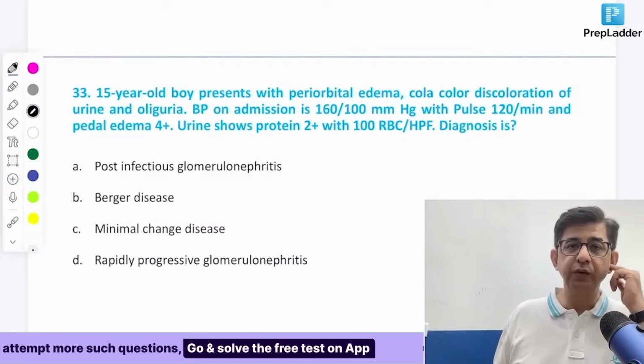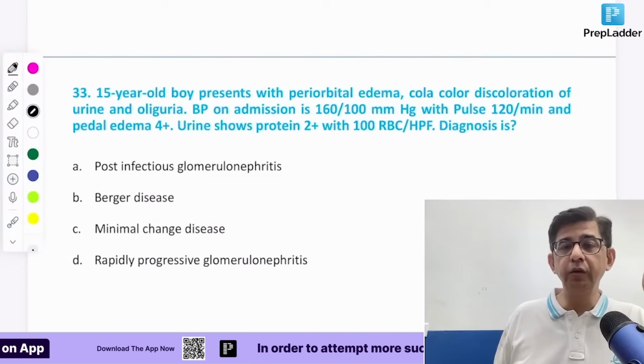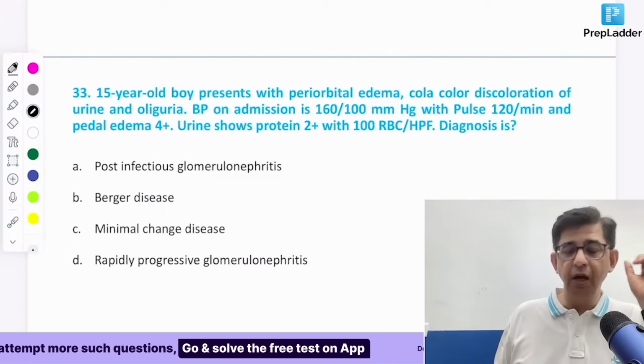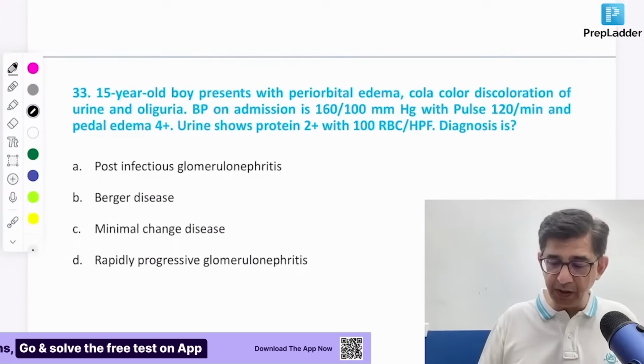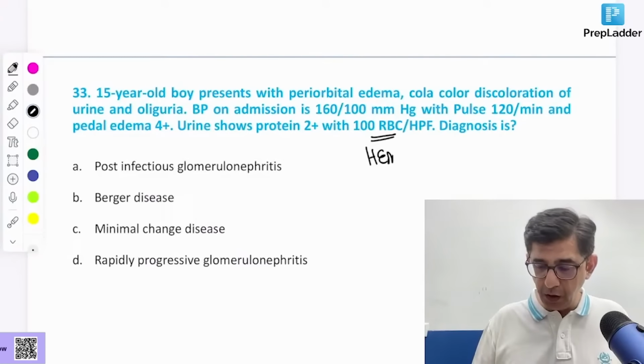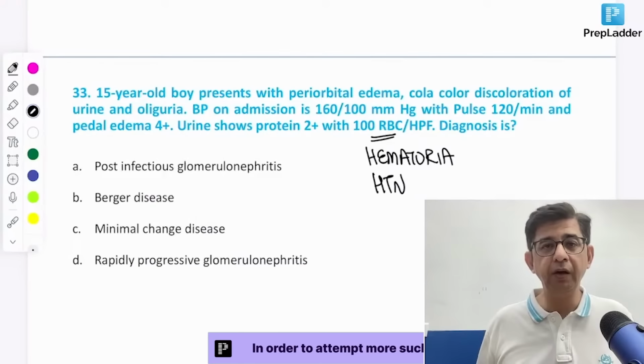A 15-year-old boy presents with pedal edema, red color discoloration of the urine, oliguria, classical presentation of post streptococcal glomerulonephritis, because there are RBCs present here, 100 RBCs per high power field, so there is hematuria. Along with hematuria, you can also notice there is hypertension that is present. The BP is 160 by 100.